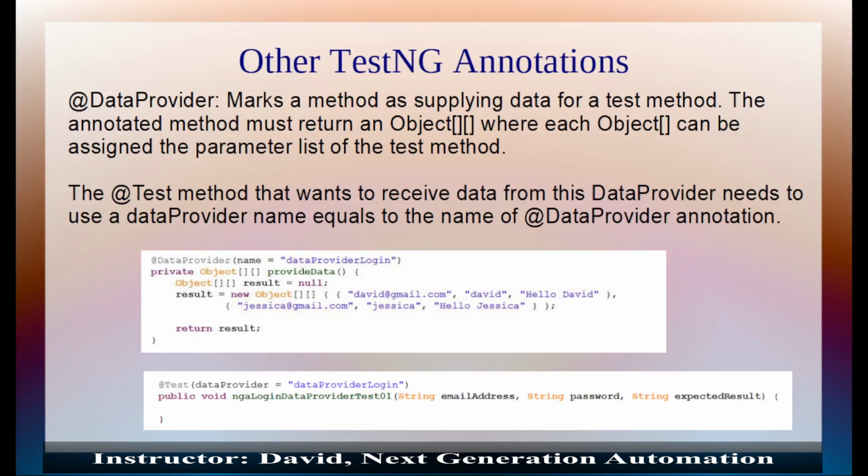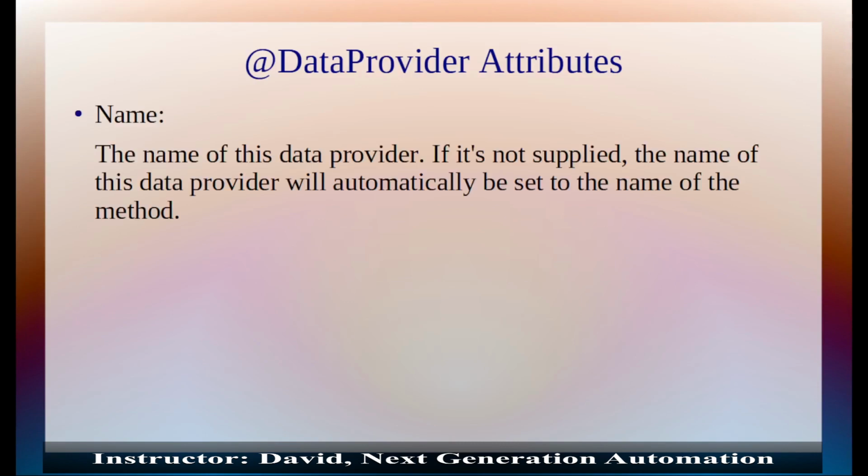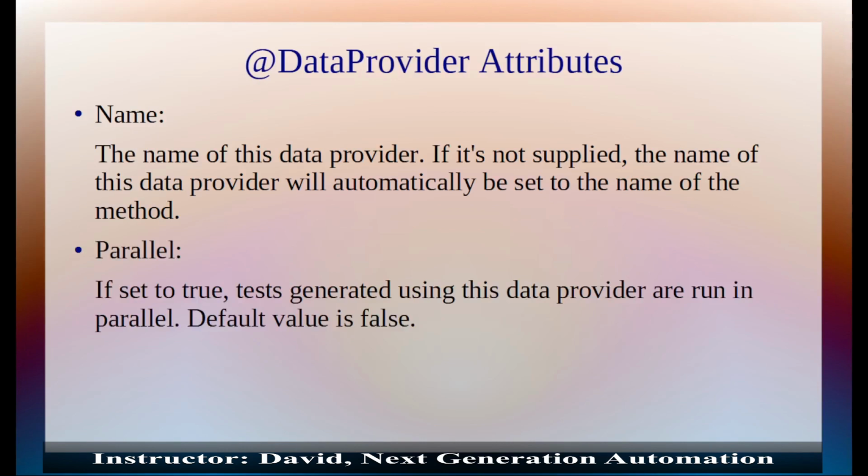Now let's understand about the TestNG attributes that can be used by the DataProvider TestNG annotation. DataProvider annotation can be set with 2 attributes: name and parallel. Name attribute sets the name of the data provider. And if it's not supplied, the name of the data provider will automatically be set to the name of the method. Parallel attribute, if set as true, lets the test supported by this data provider be run in parallel. By default the value of the attribute is set as false.